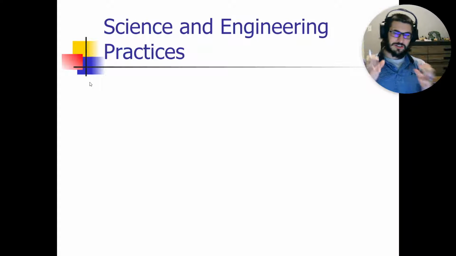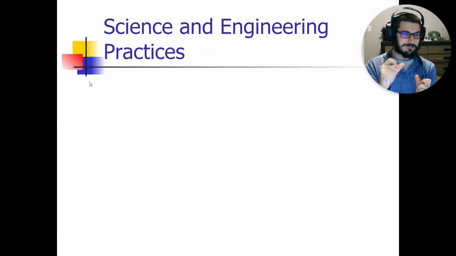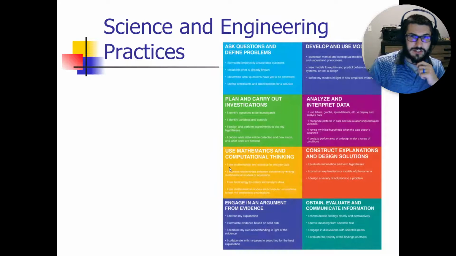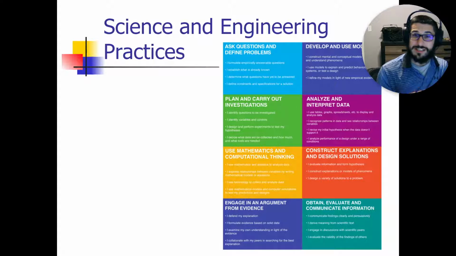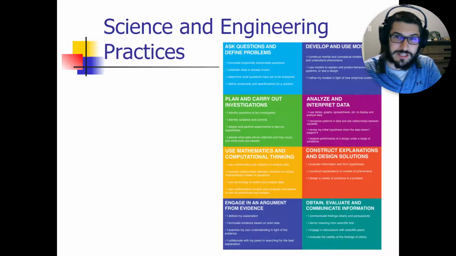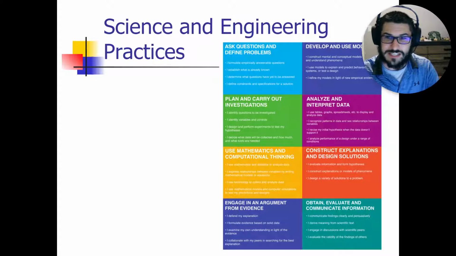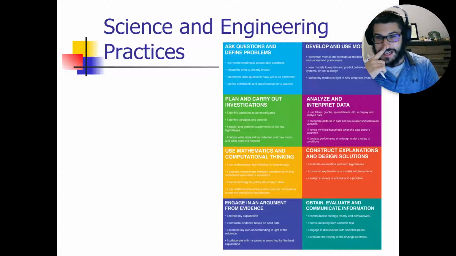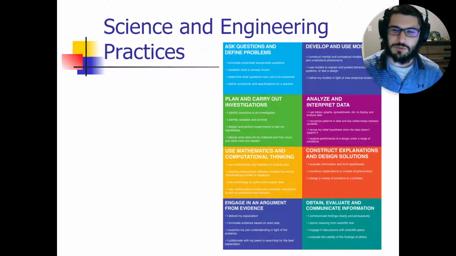So science and engineering practices is kind of a variation on the scientific method. You see that you've got 8 different practices here for science and engineering practices: asking questions, defining problems, plan and carry out investigations, use mathematics and computational thinking, engage in an argument from evidence, develop and use models, analyze and interpret data, construct explanations and design solutions, and last, obtain, evaluate, and communicate information.